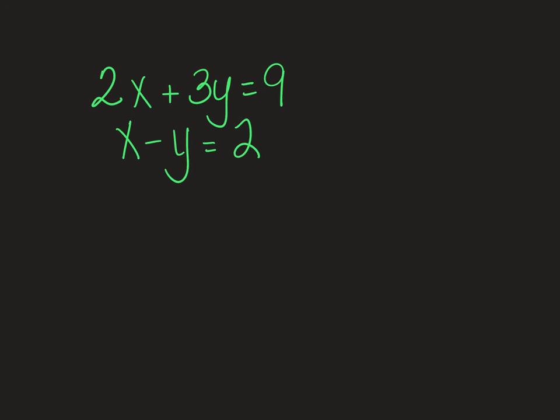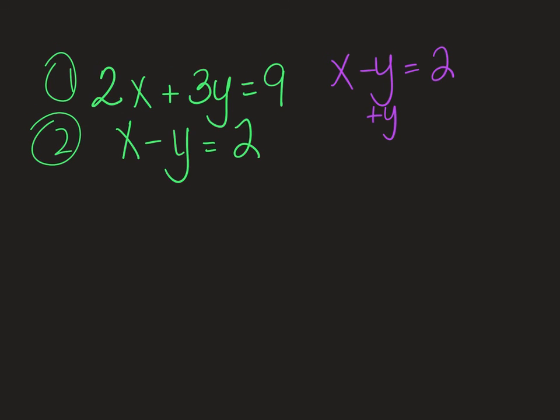I think I have one more. I do. I have two equations, and I'm going to choose the one that I think would be the easiest. I'm going to choose number 2 again: x minus y equals 2. I'm going to add y to both sides. Now my partial value here is x equals 2 plus y. Remember, those cancel.